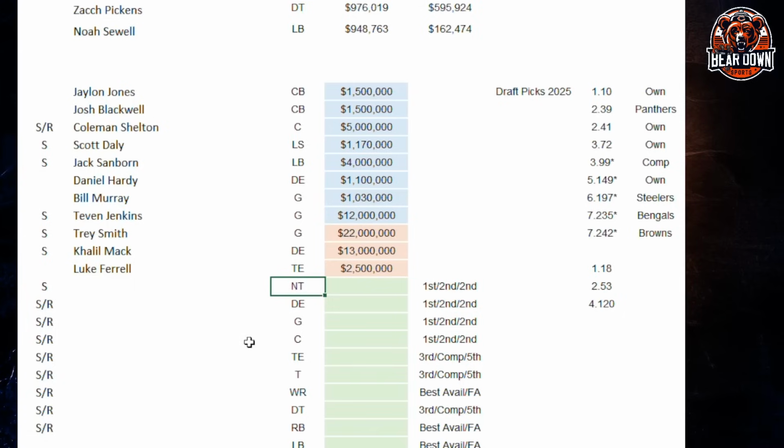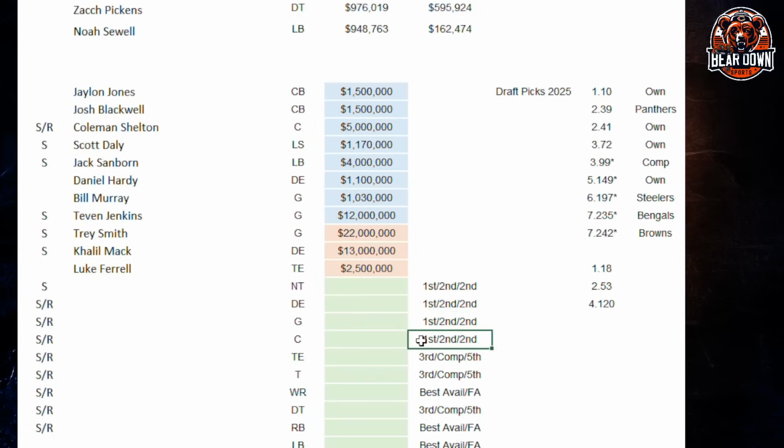Unless Mason Graham somehow fell to us. He is the nose tackle, the guy that stuffs things and sheds blocks. Unless he falls to you, you're taking him at 1. I don't see Mason Graham falling to us, but if he does, do it in a heartbeat. Then we figure out the rest from there.